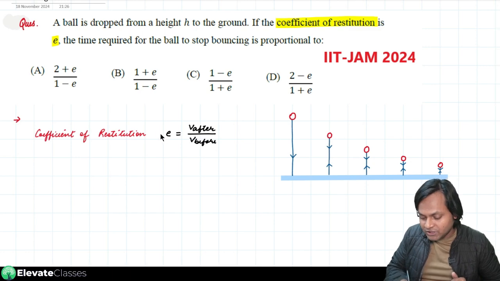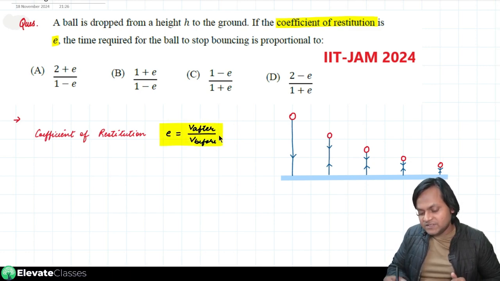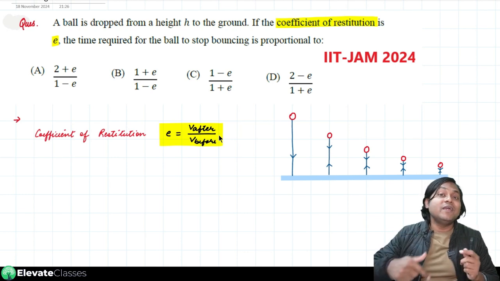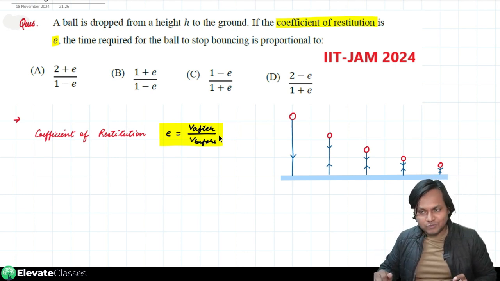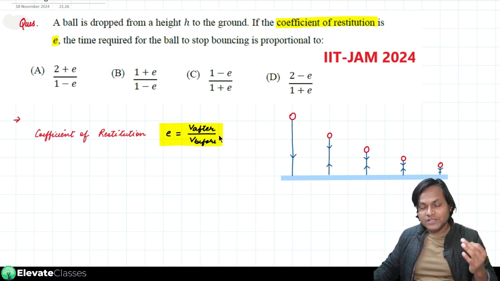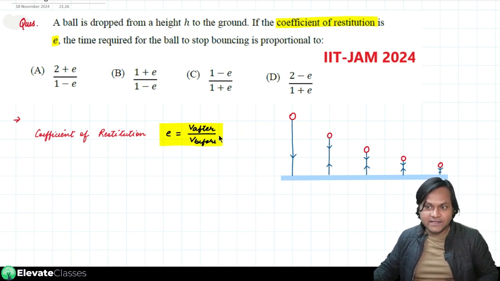So if the ball is approaching the ground, what is its speed right before it experiences the bounce? And what is the speed right after it experiences a bounce? If there is no loss of energy, of course, e is going to be equal to 1. But in usually realistic scenarios, there is a certain loss of energy. The speed after the bounce is slightly less than the speed before the bounce. So therefore, e is usually less than 1.